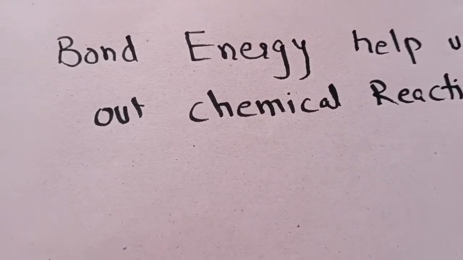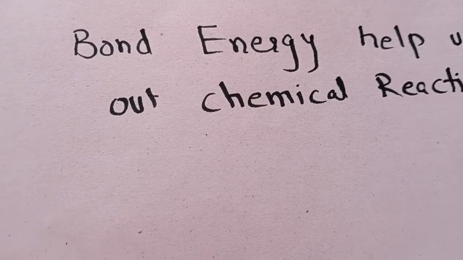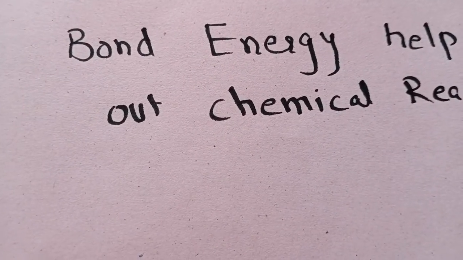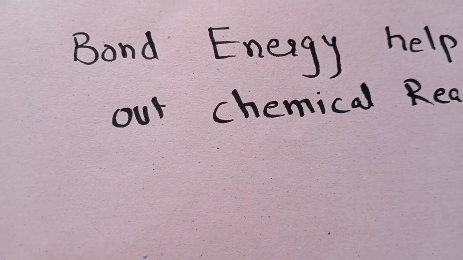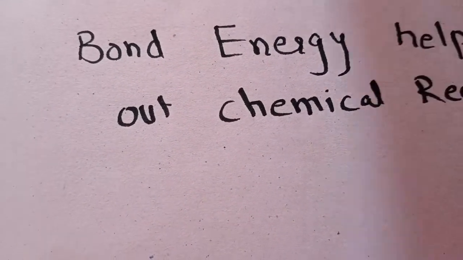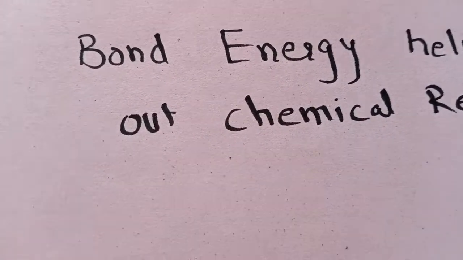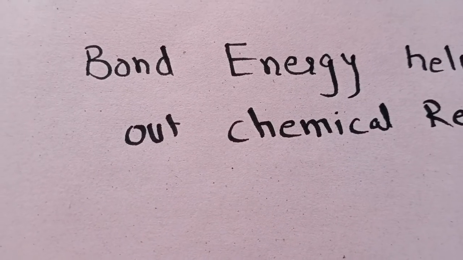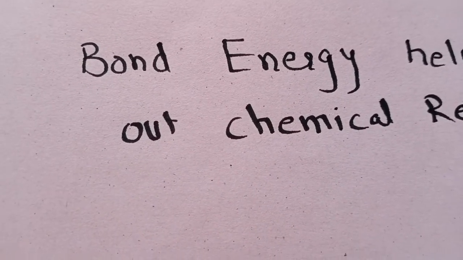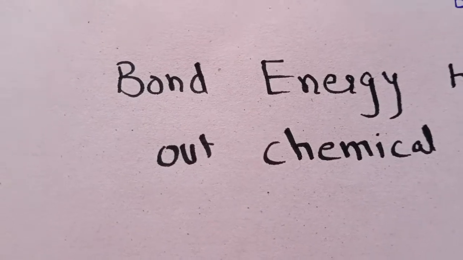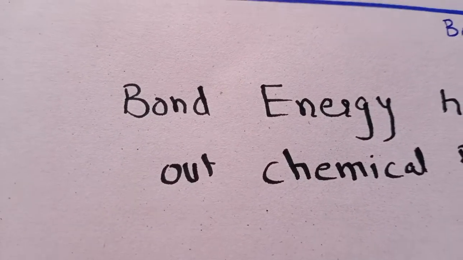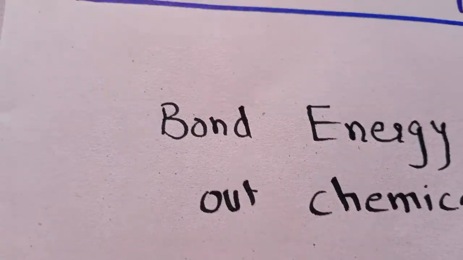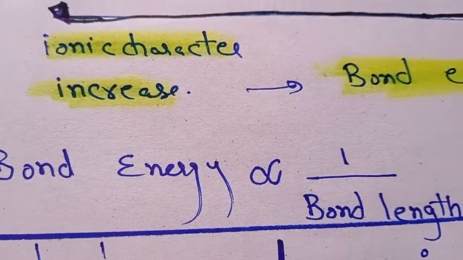This is the conclusion of this lecture: the bond energy depends upon the polarity. A non-polar molecule has less bond energy, and a polar molecule has higher bond energy. If the ionic character is greater, the bond energy will be higher. If the ionic character is lesser, the bond energy will be less. And if the bond length is shorter, the bond energy will be higher. You can remember this one.